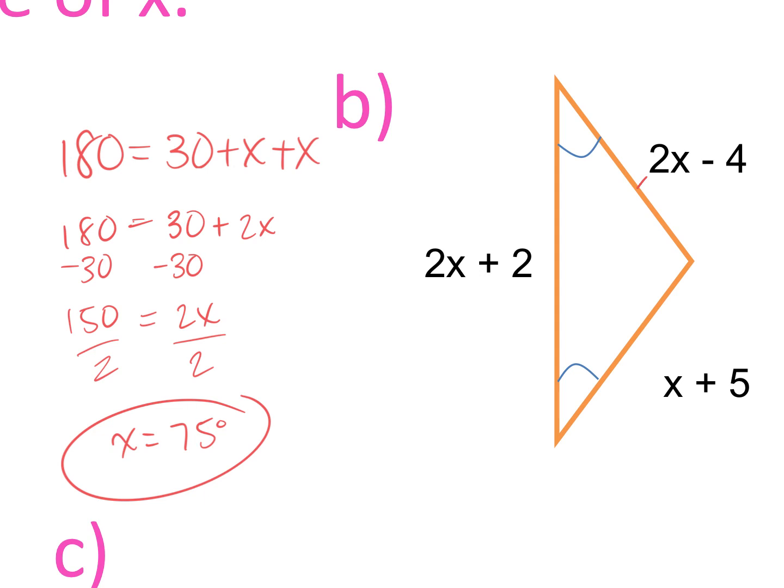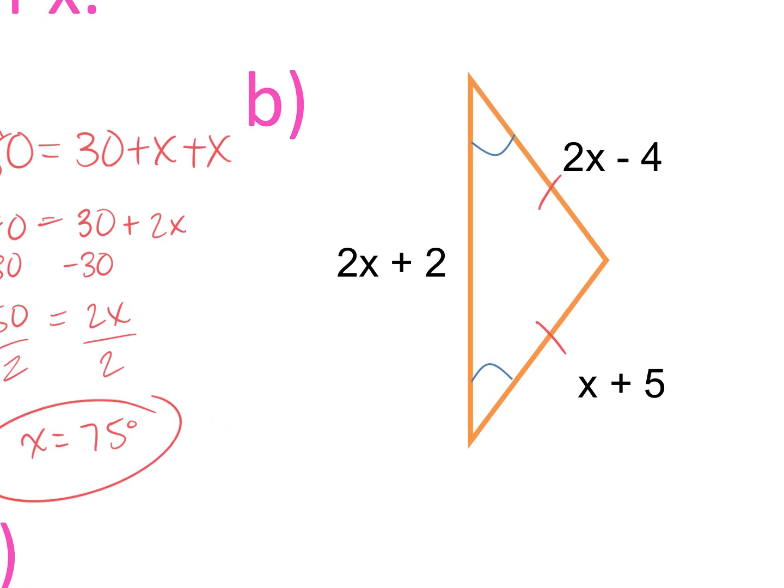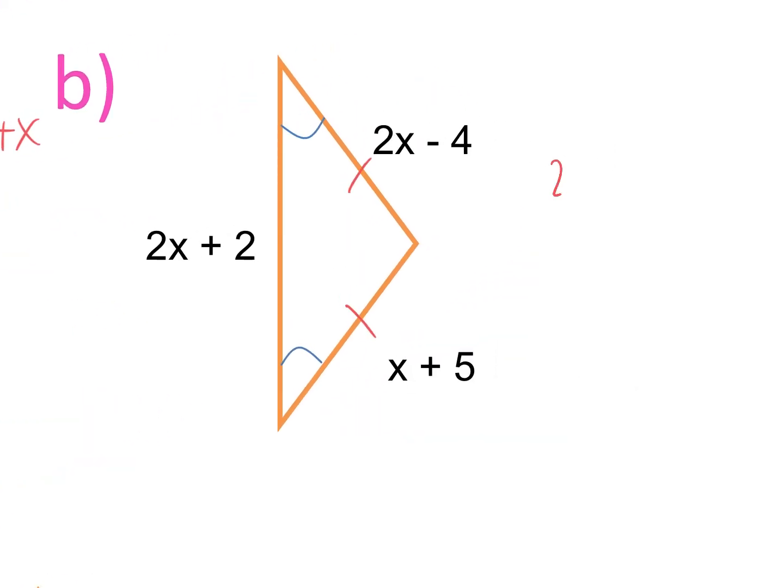German? 2x minus 4, and x plus 5. And if those two are the legs of an isosceles triangle, we know that they are congruent. So what do I do with those two values? 2x minus 4 equals x plus 5. And we solve for x. So you would subtract x, you get x minus 4 equals 5. And then what? Add 4 to both sides. And you're going to get x equals 9.